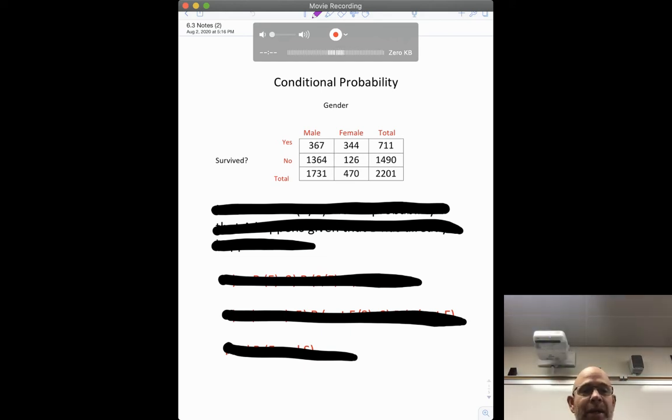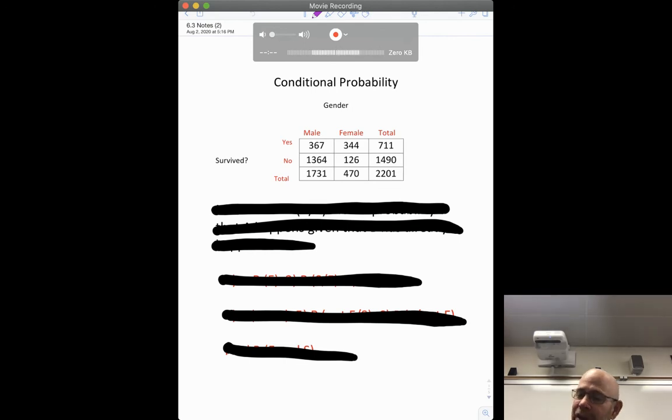Morning, everyone. Today's lesson is on section 6.3. As you can see by my sheet here, it's called Conditional Probability today. So we're going to add what's called the multiplication rule today and how to deal with other types of probability.